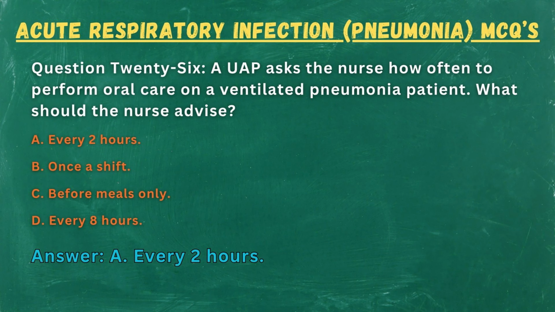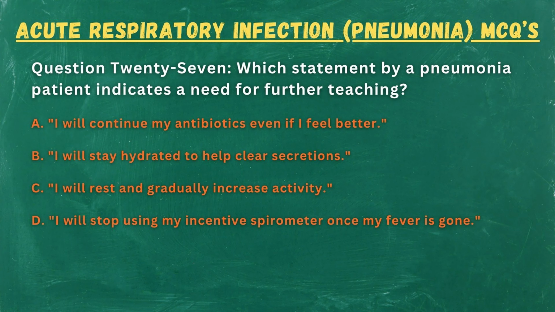Answer. A. Every 2 hours. Question 27. Which statement by a pneumonia patient indicates a need for further teaching? A. I will continue my antibiotics even if I feel better. B. I will stay hydrated to help clear secretions. C. I will rest and gradually increase activity. D. I will stop using my incentive spirometer once my fever is gone.